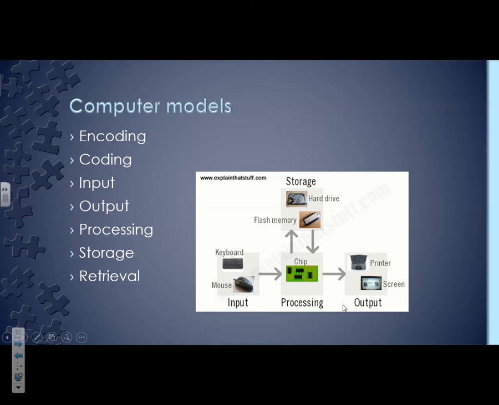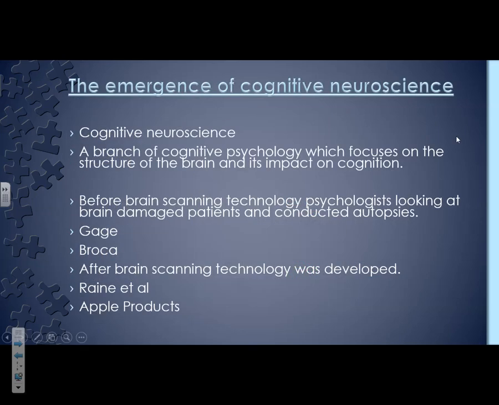And I've got an image there you can see. So you've got the input, which is the mouse, you've got processing, and you've got output and storage, and we talk about stores of memory. Input being information that's inputted, then you process it, send it to a short-term or a long-term store, and then at output you recall that information. So it's like a computational model.